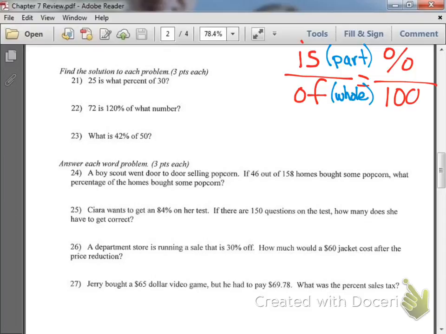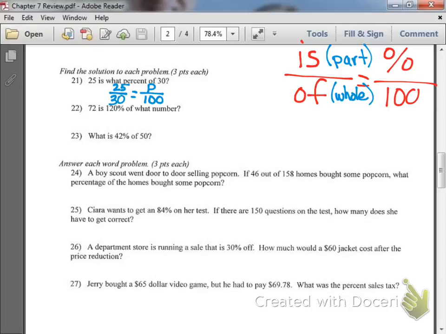So every time I start one of these, I just set up the proportion. The only thing I know right away is the 100. Everything else you're filling in as you go. So 25 is, so 25 is going to go on my is spot. That's the top left. What percent? So I don't know the percent right now, so I'm going to put a variable up there. Of 30. So my of spot needs a 30 in it.